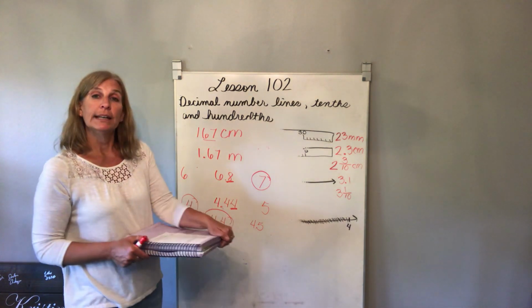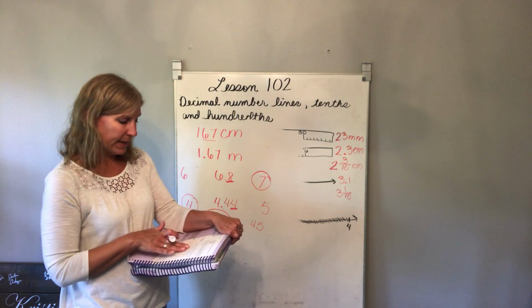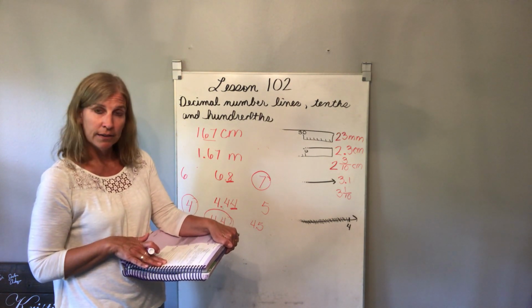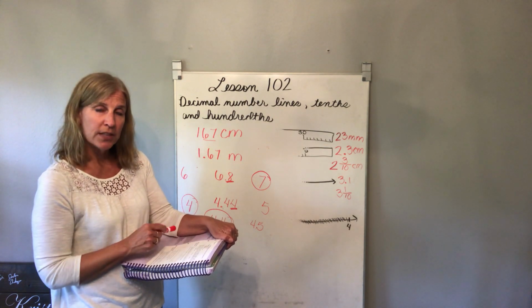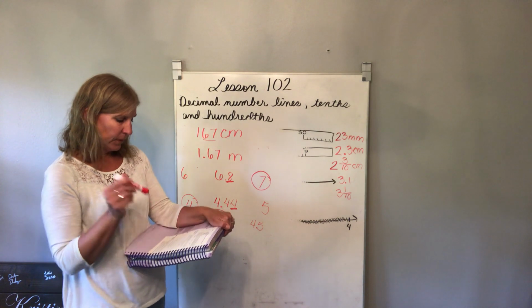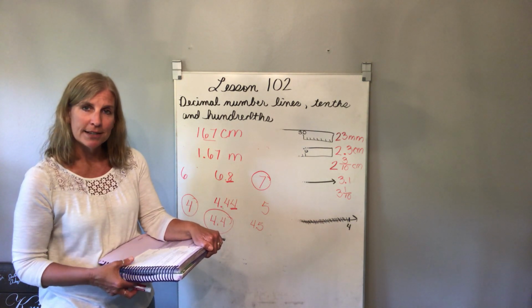If you feel like you need a little bit more practice naming points on a number line, look at B through G. There are several number lines where you can practice naming those points on the number line. Then when you feel comfortable, go ahead and get into your written practice.